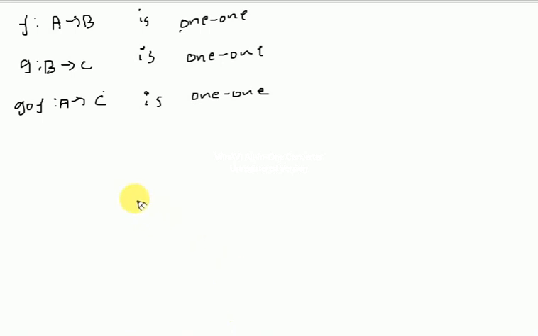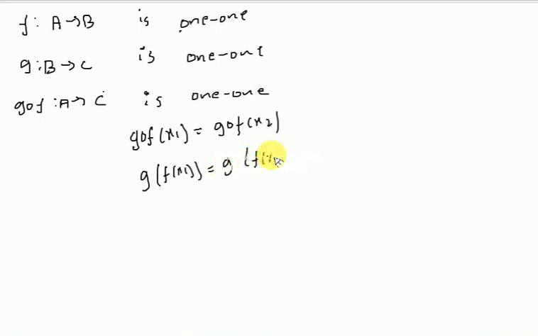Then we have one important theorem, that is: f from A to B is one-one, g from B to C is one-one. Show that gof from A to C is one-one. So for gof from A to C, we shall consider gof(x1) = gof(x2). We need to prove x1 = x2. Now by definition of the function, we can write g(f(x1)) = g(f(x2)). Therefore, we can write f(x1) = f(x2).